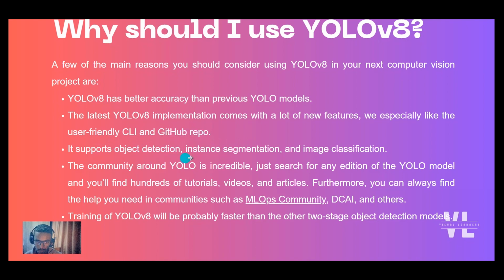It supports object detection, instance segmentation, and image classification. The community around YOLO is incredible. Just search for any edition of the YOLO model and you'll find hundreds of tutorials, videos, and articles. Furthermore, you can always find the help you need in communities such as MLOps community, DCAI, and others. And training of the YOLO V8 model will probably be faster than other two-stage object detection models like Mask R-CNN.